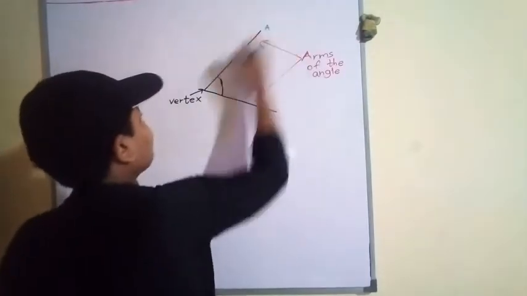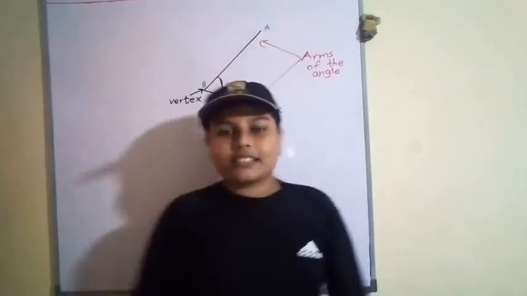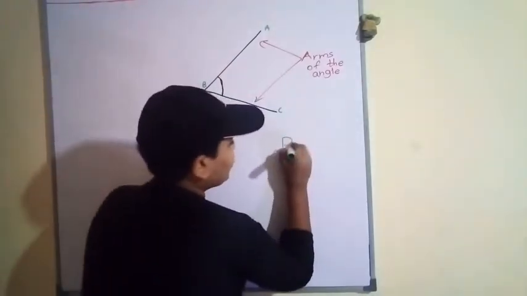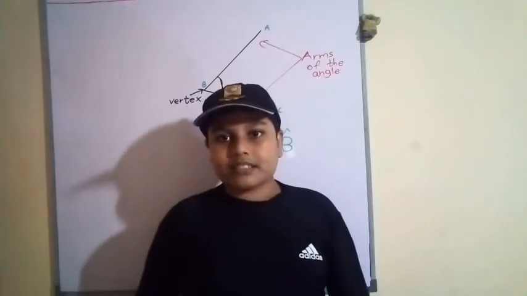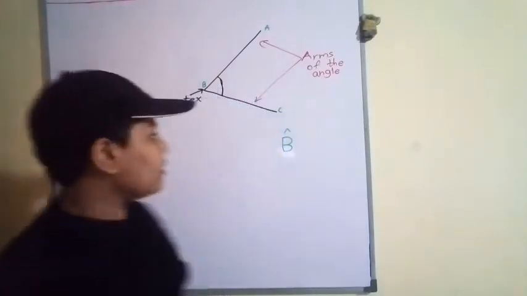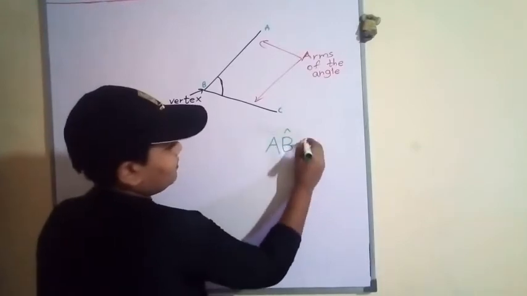I name this as A, B and C. Now B is the vertex. B is the vertex, so you can name this angle ABC.